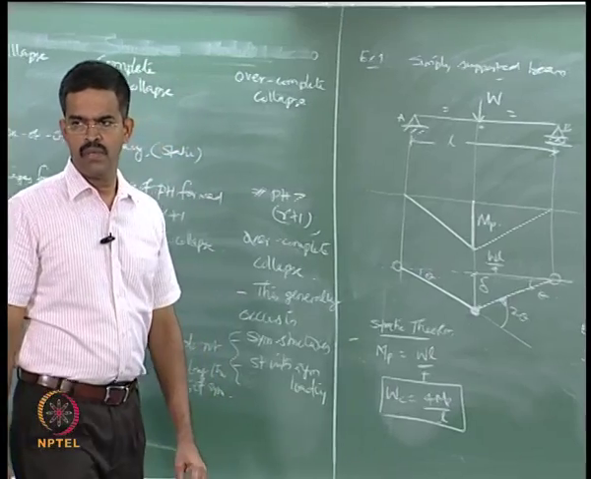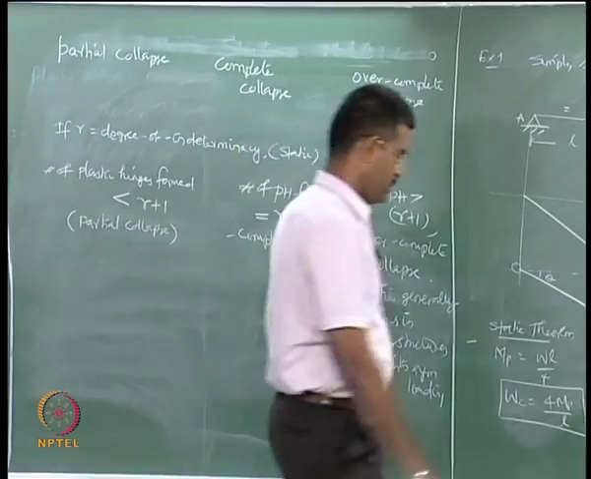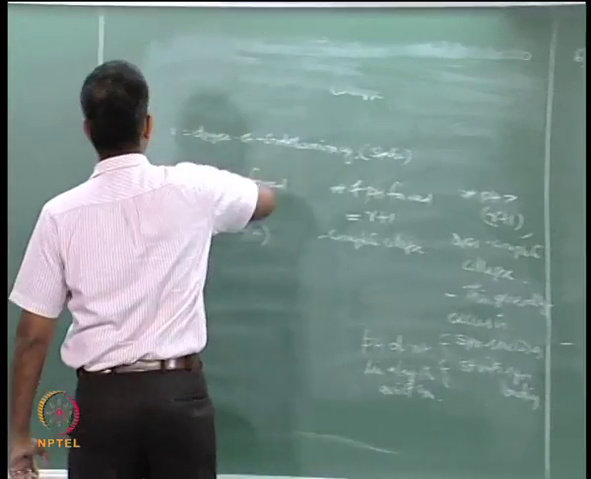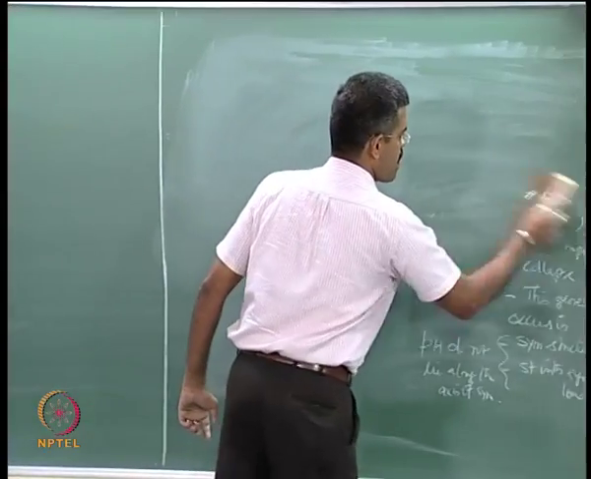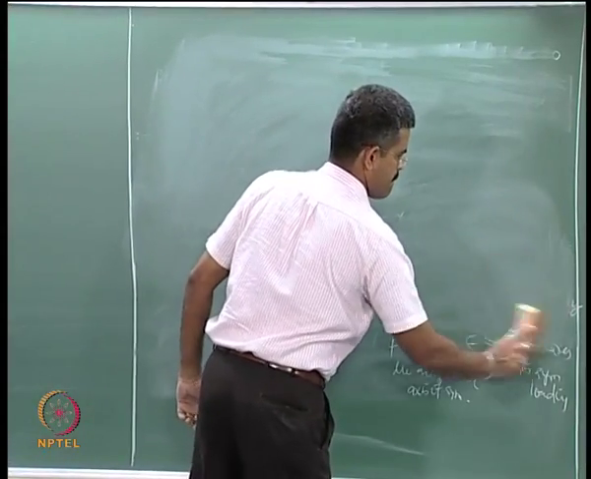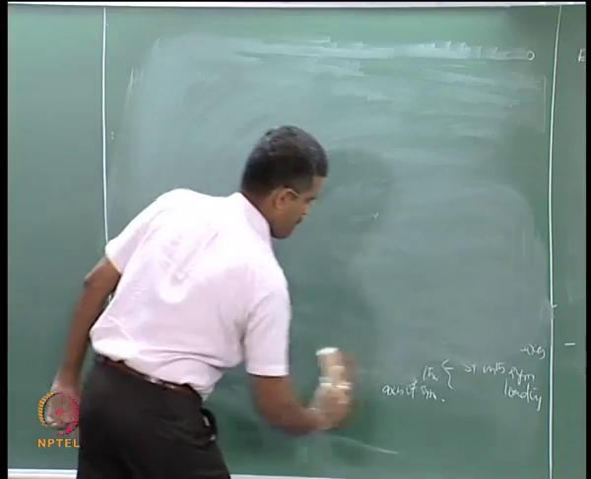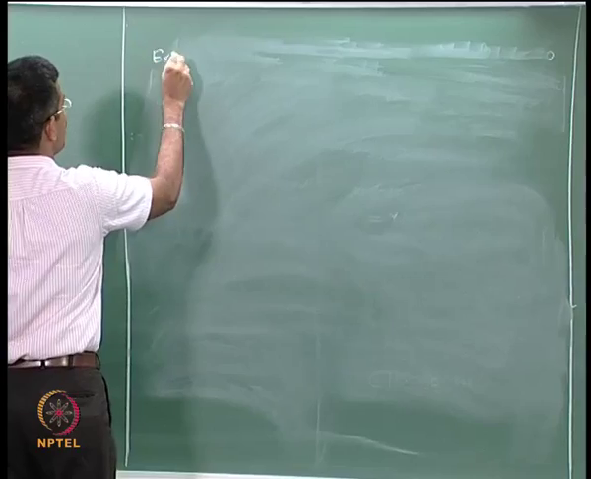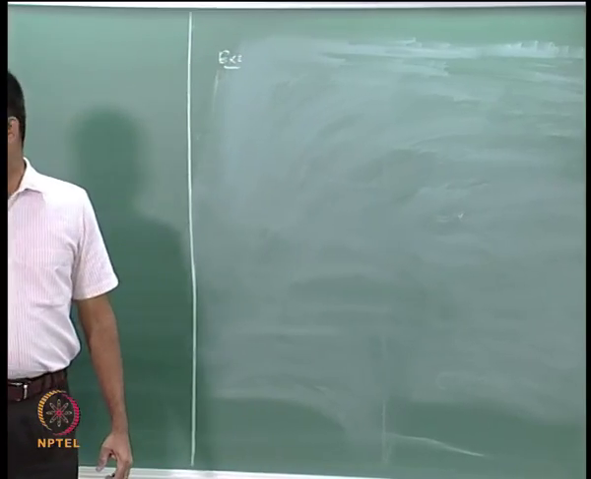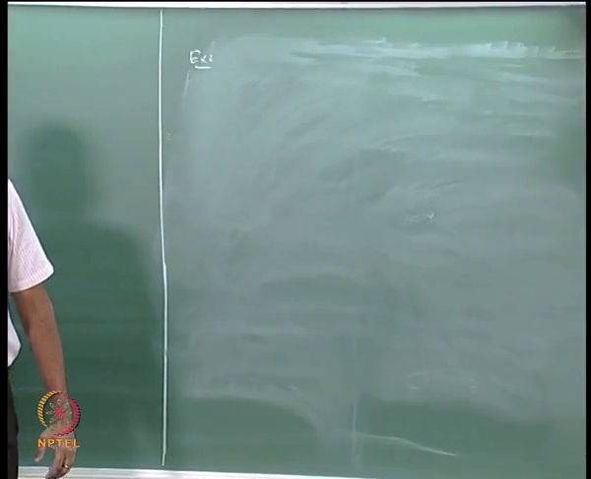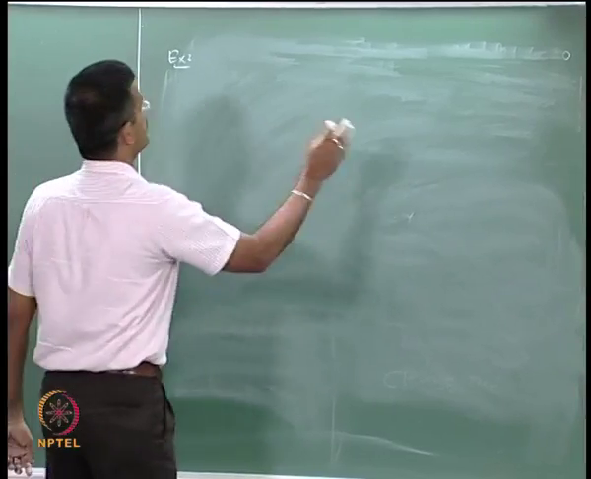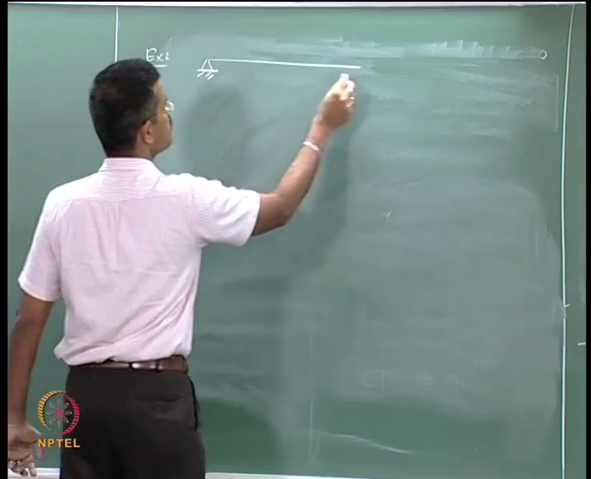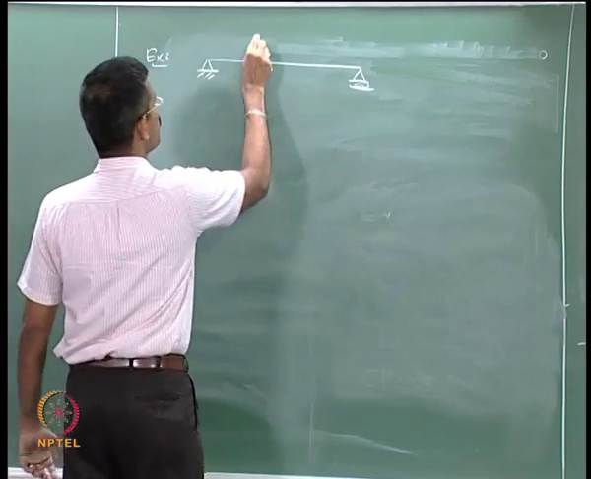Okay. Any doubt? Let us do one more example. Let us take up an example where the loading is eccentric. I have a simply supported beam again, but the loading is not equal.